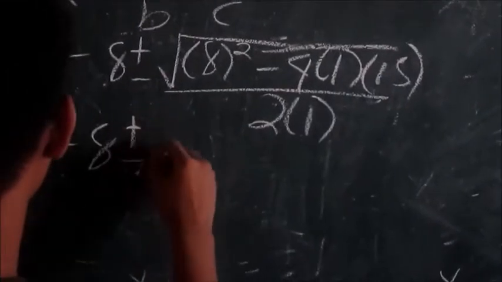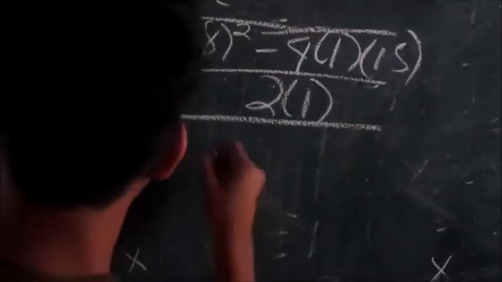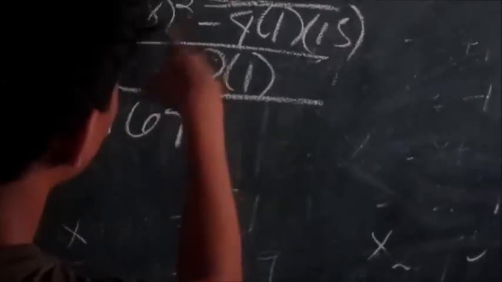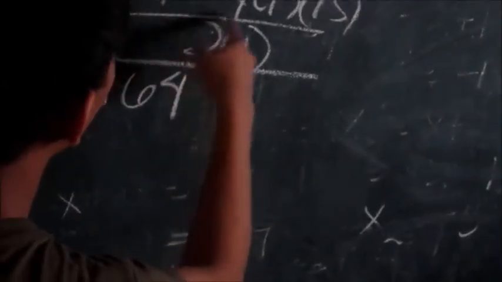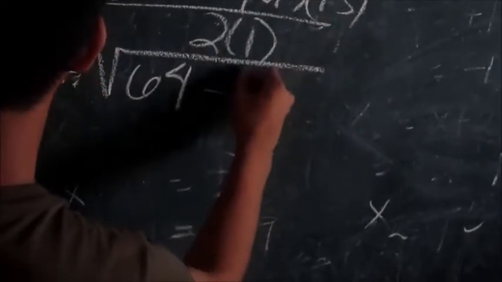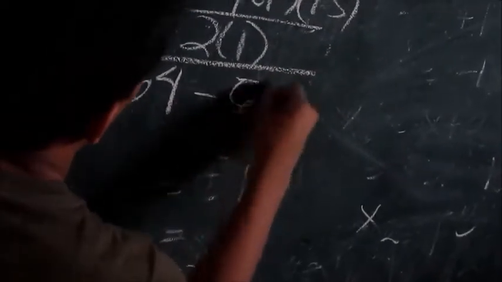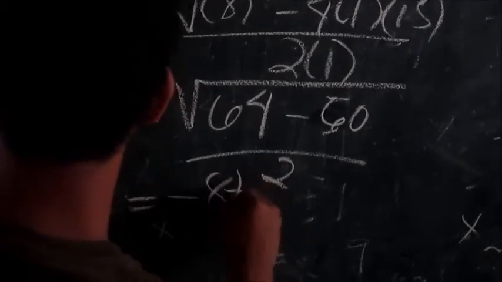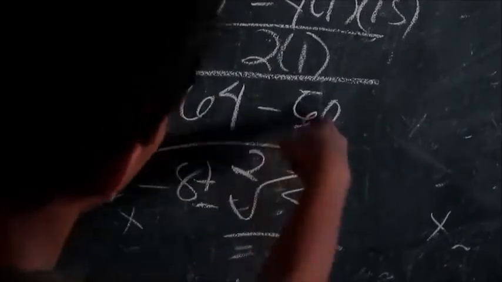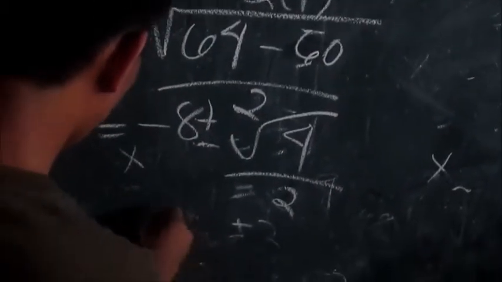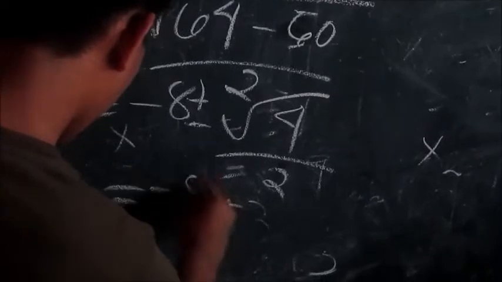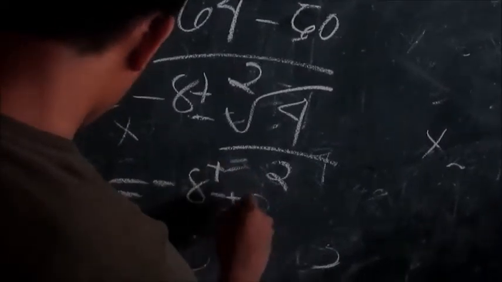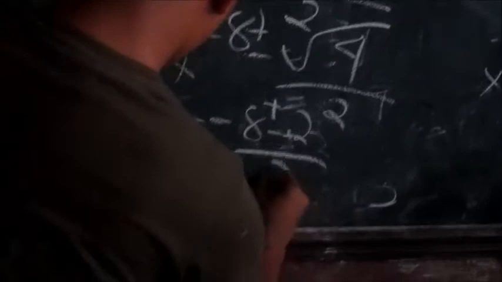So here, negative 8 plus or minus the square root of 64, 8 times 8 is 64, minus 4 times 15 is 60, over 2. So equals negative 8 plus or minus the square root of 4, which is 2. 64 minus 60. So equals negative 8 plus or minus 2.